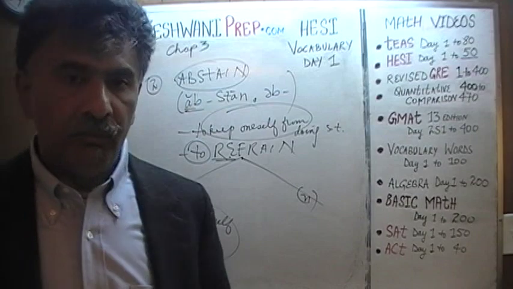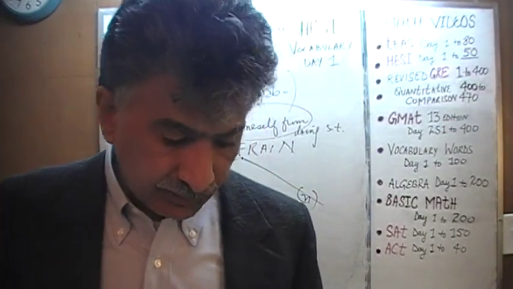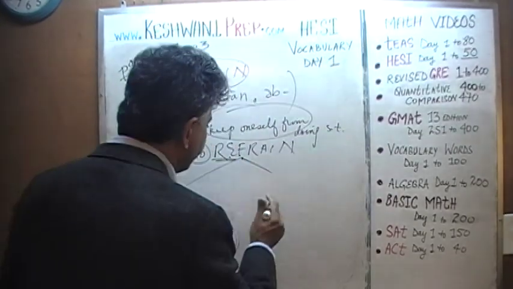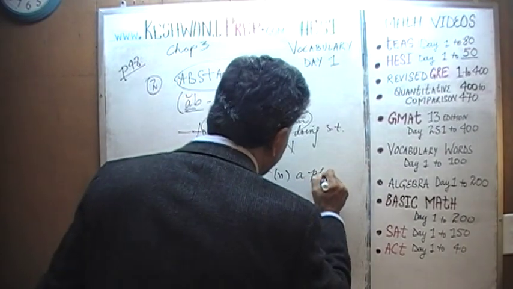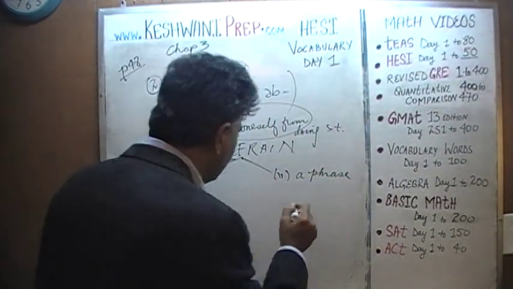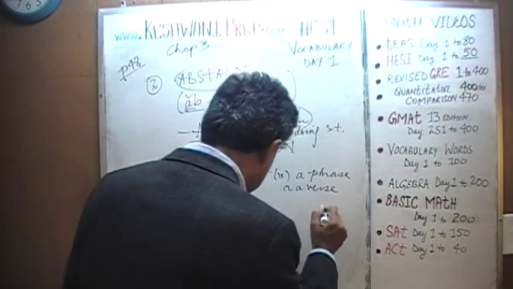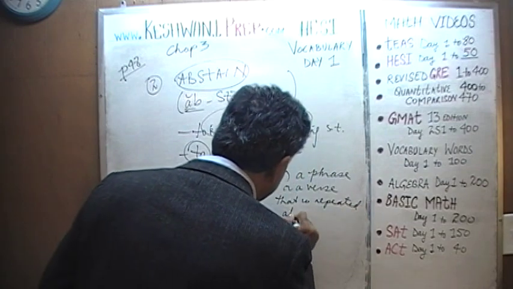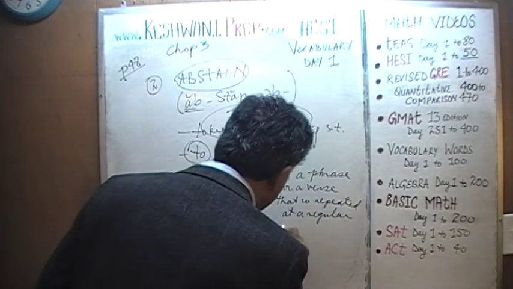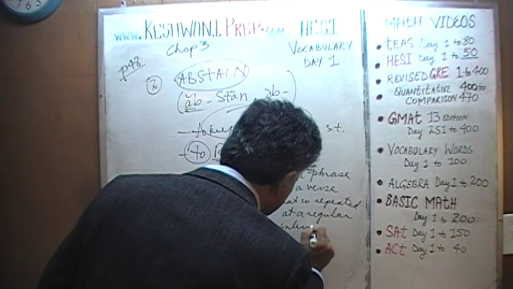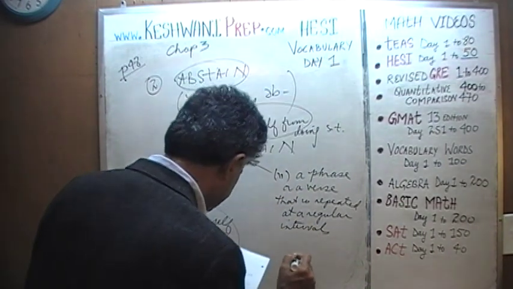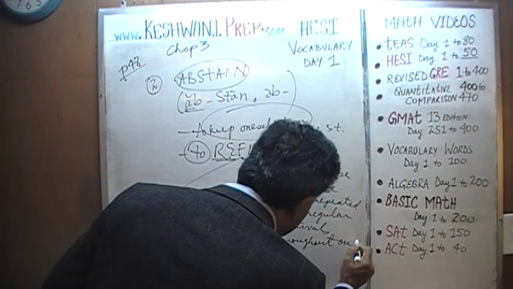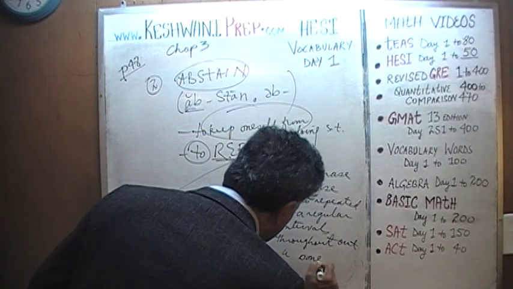Now, do you know what it means when refrain is used as a noun? A refrain is a phrase. Let me put it a little bit higher so we have room. It's a noun. It's a phrase, or a verse that is repeated at regular intervals throughout a song or a poem.